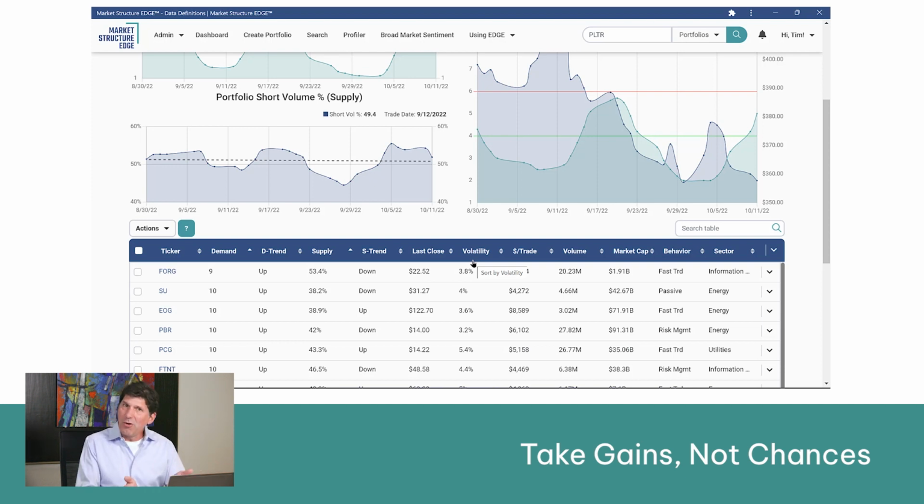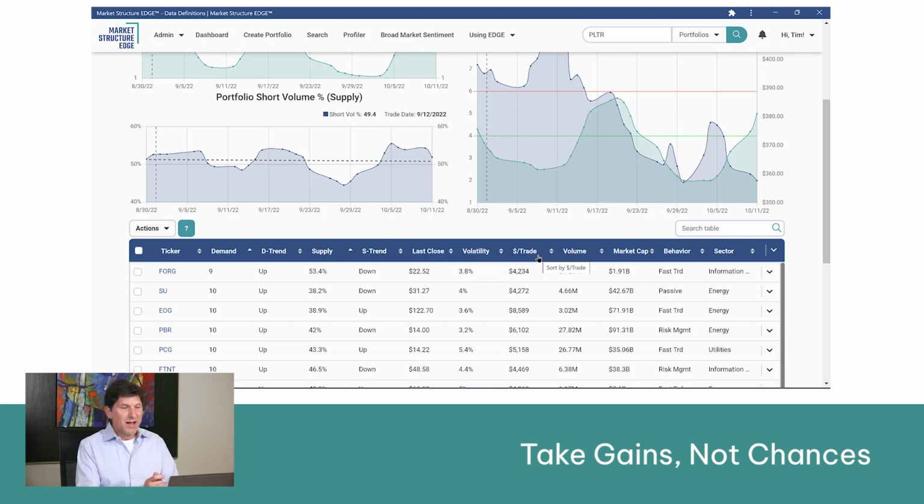So if it goes down 3% and it has a diverging supply and demand, I'm buying that because there's a high likelihood in the next couple of days that it goes up an equal amount. That's why we have an average. And then you can take gains, not chances. That's how to use it.